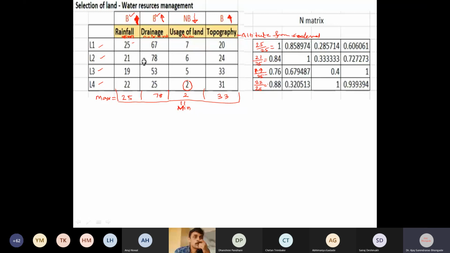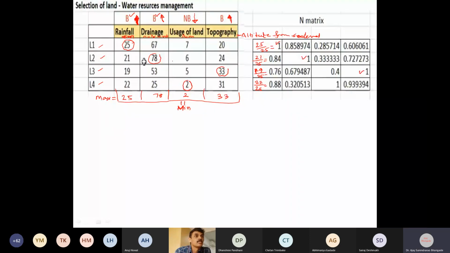That will give a composite of the normalized score, right? So obviously, the highest one will always be 1 here. So this is also 1, this is also 1, and 33, this is also 1, right? So you can see this is 1, this is 1, and this is 1.